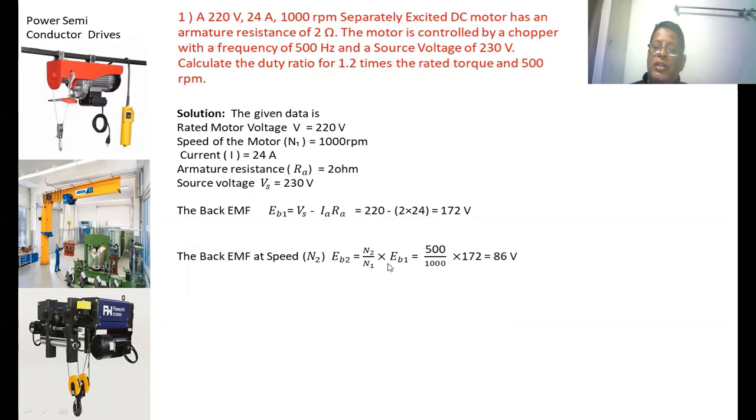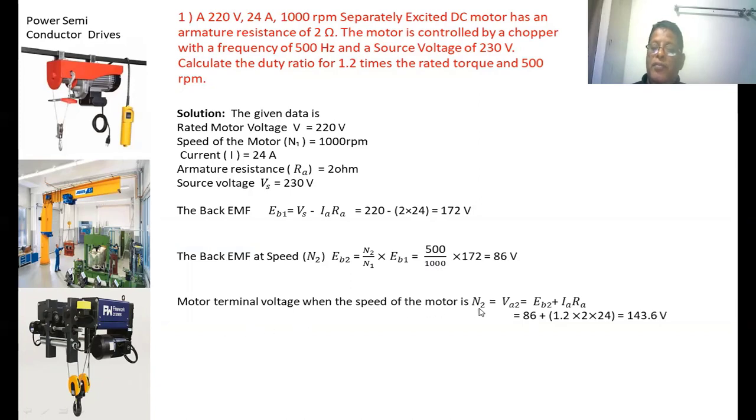So EB2 equals N2 by N1 into EB1. EB1 becomes 172 and N1 is the rated speed of the motor given in the numerical, that is 1000 RPM. Now we want to find the back EMF at 500 RPM. Substituting all the values, we get 86 volts. The motor terminal voltage at speed N2, which we take as VA2, is equal to EB2 plus IA RA.